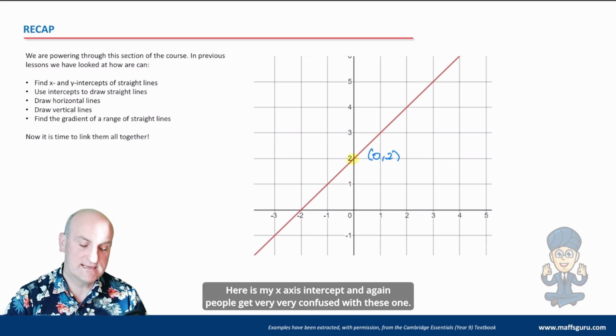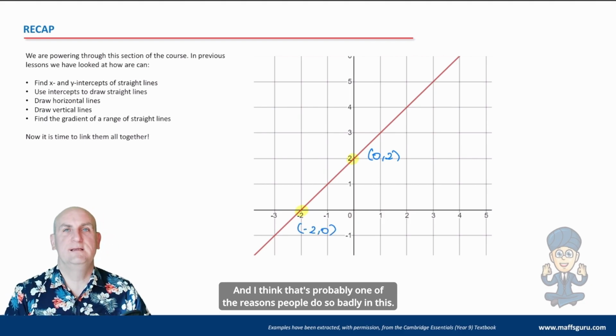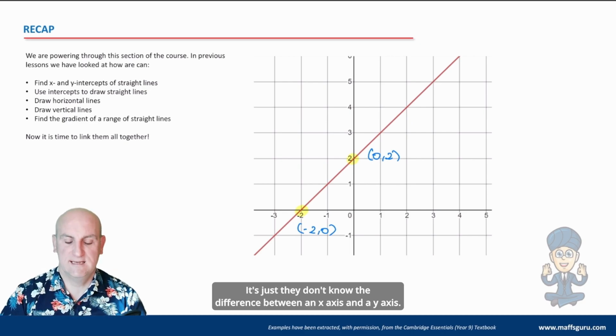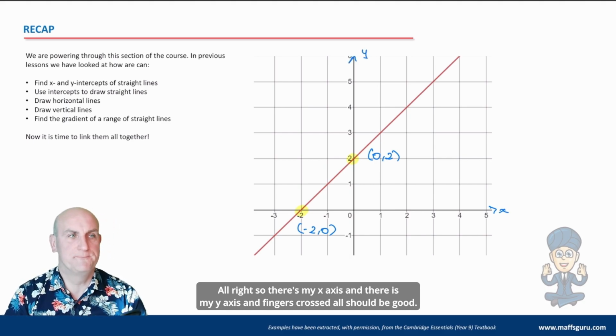Here is my x-axis intercept. And again, people get very confused with this one. I think that's probably one of the reasons people do so badly in this. They don't know the difference between an x-axis and a y-axis. All right, so there's my x-axis, and there is my y-axis, and fingers crossed, all should be good.